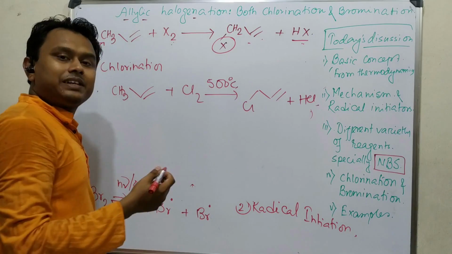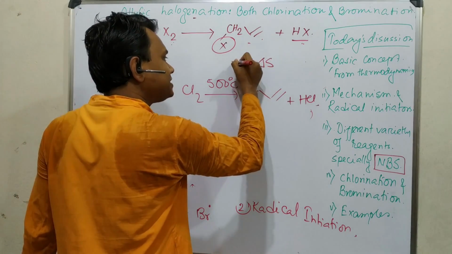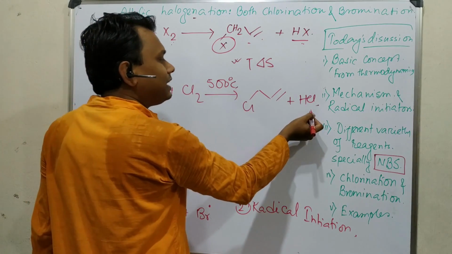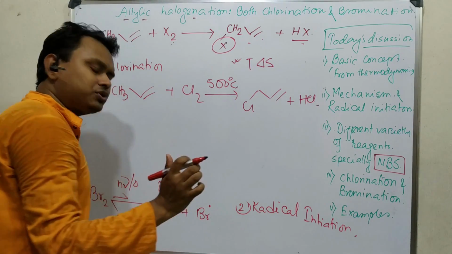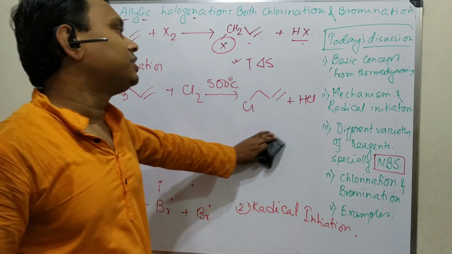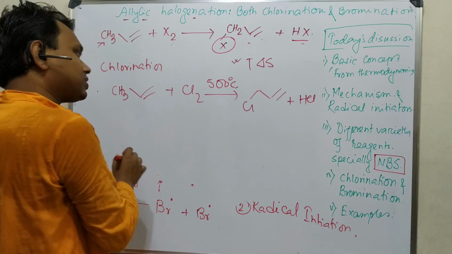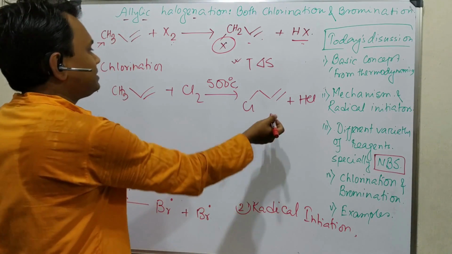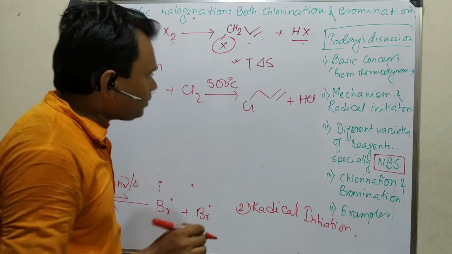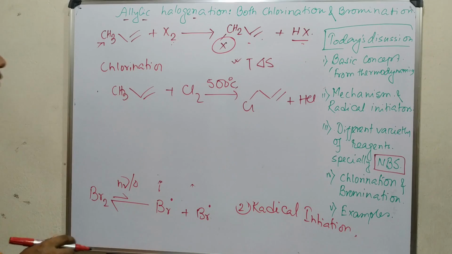The 500 degrees centigrade part you can understand from the T delta S point of view. If we increase the temperature and delta S is already neutral here, with 2 molecules producing 2, the reaction Gibbs free energy will be negative and this reaction will be favored. Fine. But if we take a low concentration, then there is a chance of addition. Okay, so this is the chlorination.